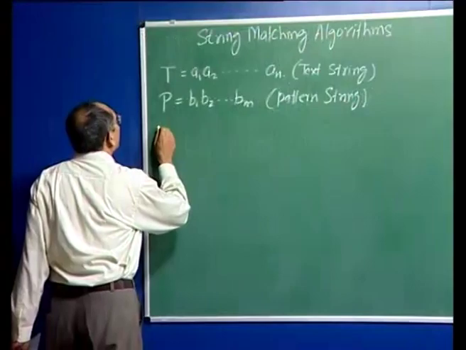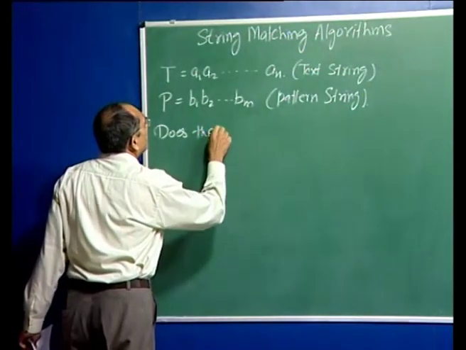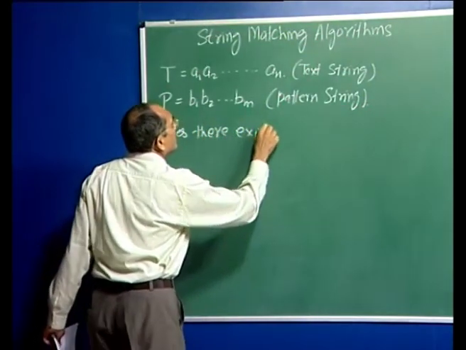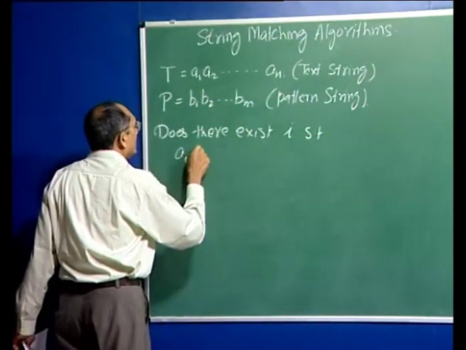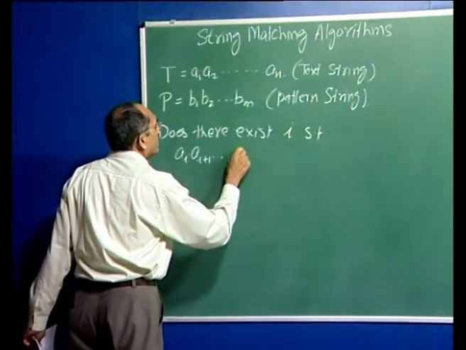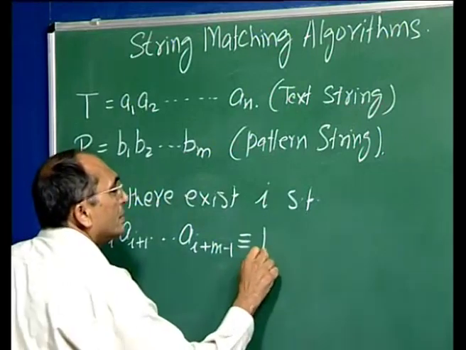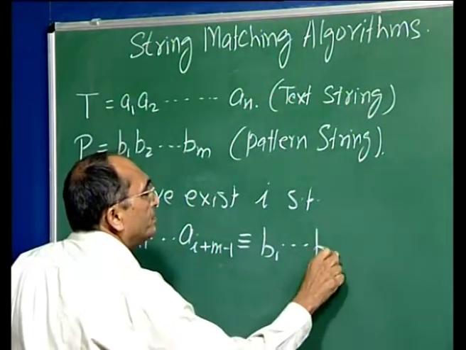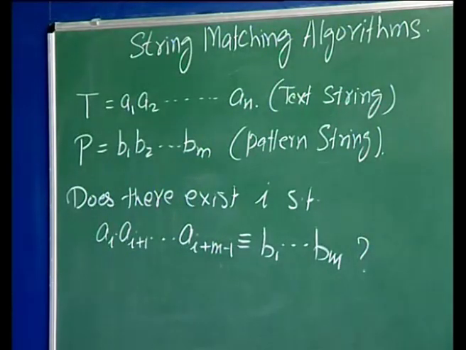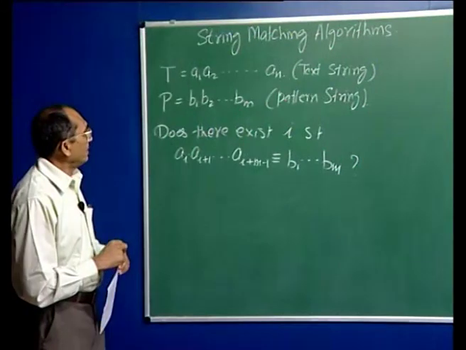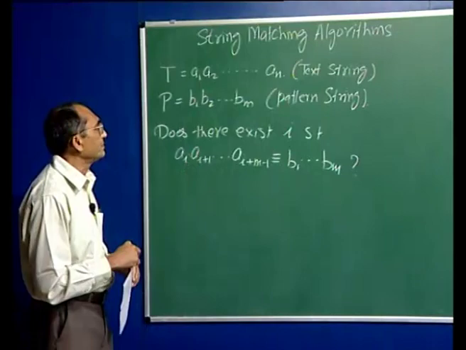So, we want to know, does there exist i such that A_i, A_{i+1}, ..., A_{i+m-1} is the same as B_1 ... B_m, and if possible we would like to compute that i. Now, of course, if m is greater than n, there is no solution to this.